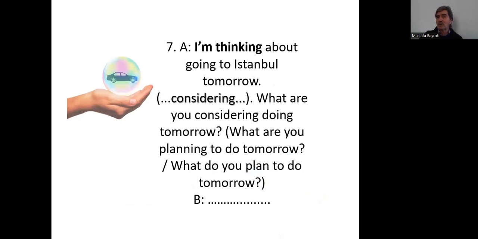What are you considering doing tomorrow? Or what are you planning to do tomorrow? Or what do you plan to do tomorrow? Because of the verb plan again, we can use both of them. I plan to buy a bicycle, or I am planning to buy a bicycle tomorrow.